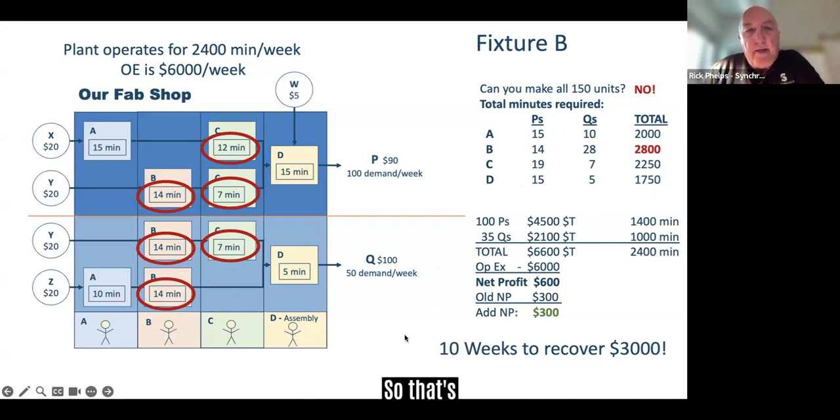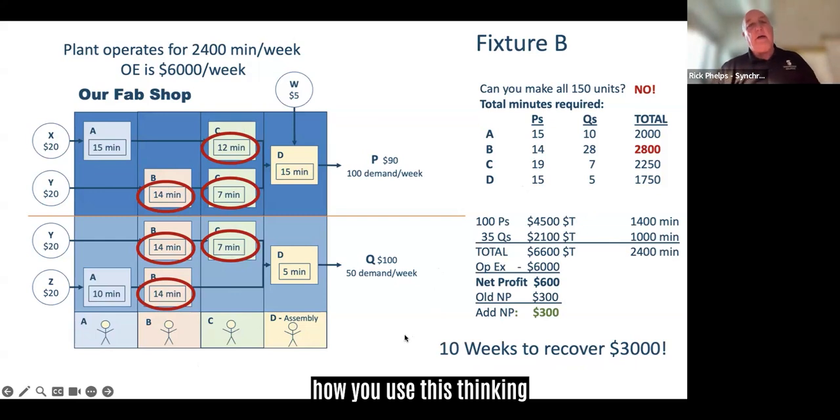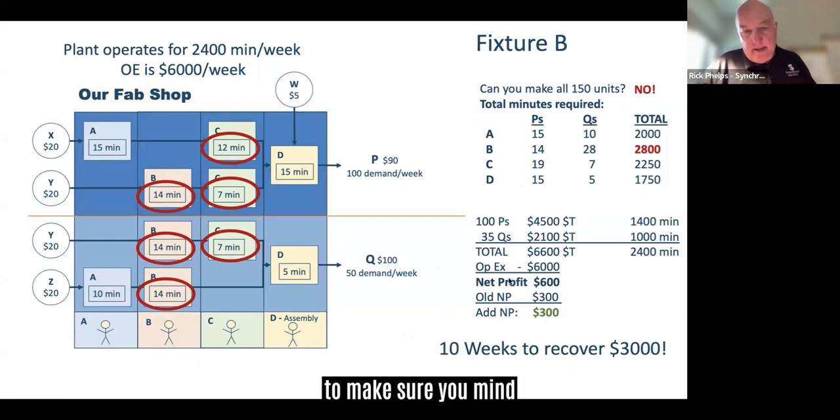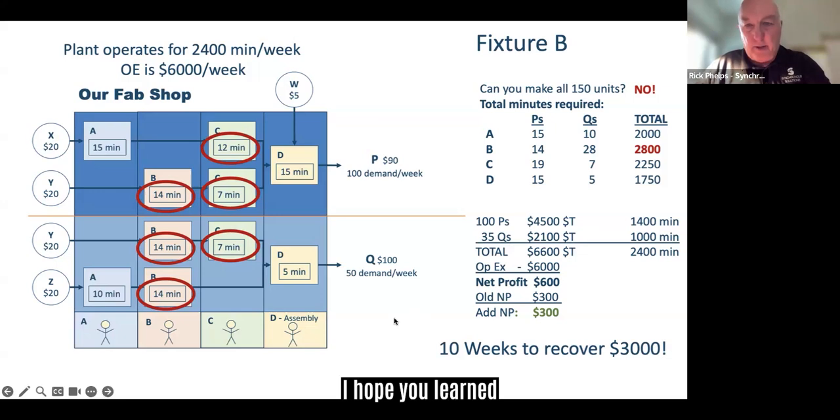All right. So that's how you use this thinking on the P's and Q's to make sure you mind your P's and Q's on where you're focusing your improvement efforts and your improvement dollars. I hope you learned something important from this session.